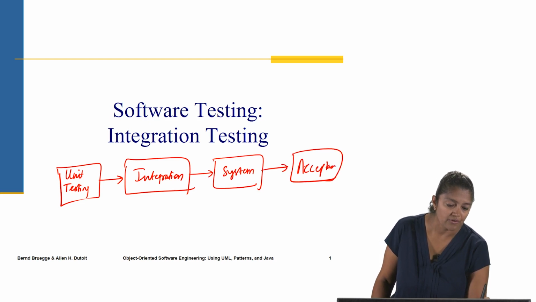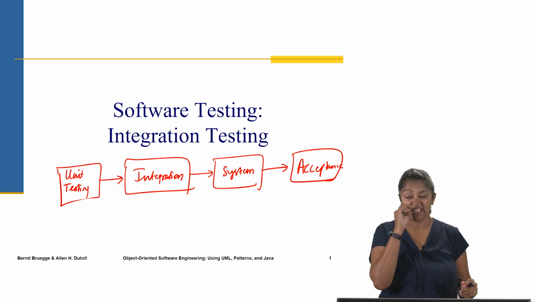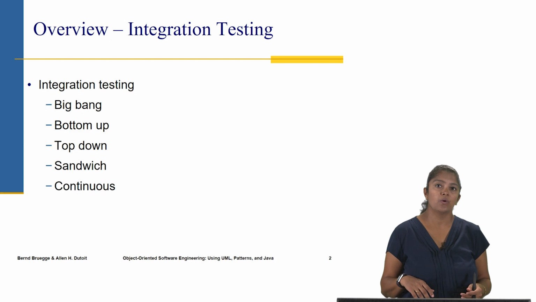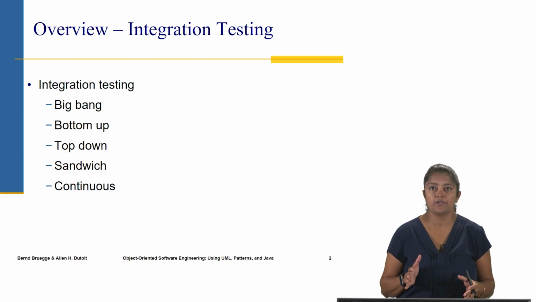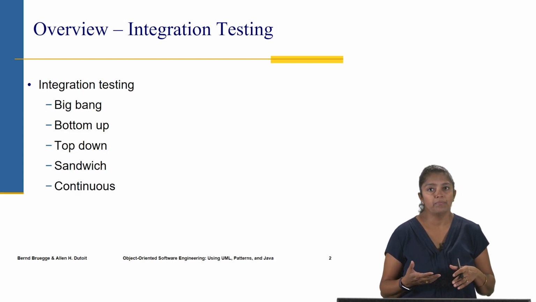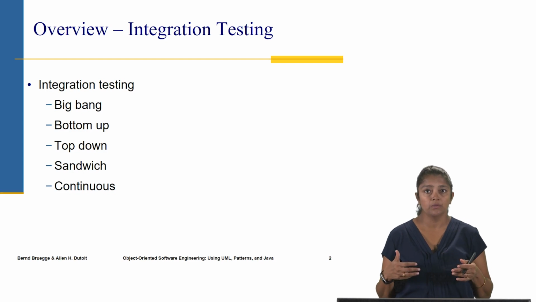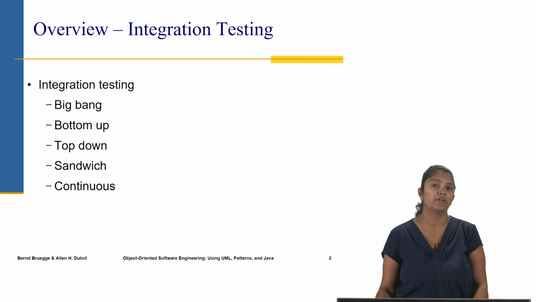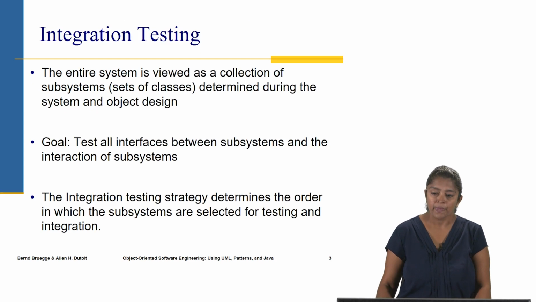So today we'll focus on different strategies that can be used in order to perform integration testing. So here's an overview. We'll look at these different strategies called Big Bang, Bottom Up, Top Down, Sandwich, and continuous integration. So these are some of the different integration testing strategies.